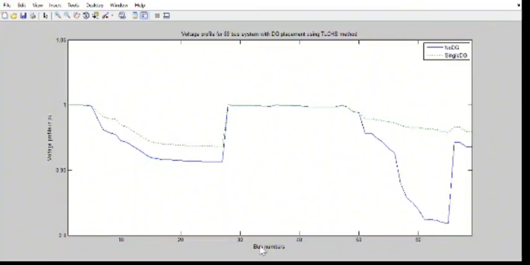profile in per unit. The blue line in the graph indicates the per unit voltage profile value before placement of DG, and the dotted green line indicates the voltage profile value after placement of DG. Here we can see there is a reduction in voltage profile before placement of DG. So now our aim is to place a single DG, and we have selected the place near the 69 bus. After placement of DG, the voltage profile has improved.